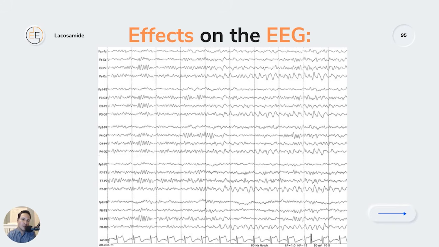All right, so what are the effects on the EEG? So although rare, lacosamide may decrease the alpha frequency in the posterior region, slowing it down into a theta range, as we see here. Now, when looking at this, it may appear that the patient is transitioning into drowsiness. So be aware that it could be drowsiness or it could be the medication effect.